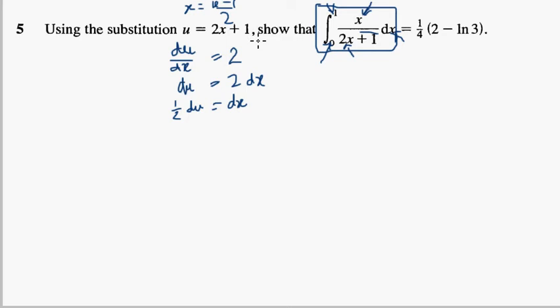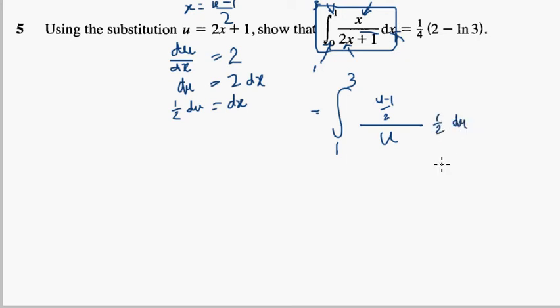Finally, the limits. When x is 0, u is equal to 2x plus 1, so that means that u will be 2 zeros plus 1, or 1. And when x is 1, u will be 2 ones plus 1, so u will be 3. So we've done all the background work. We can now rewrite this integral as the integral between u is 1 and u is 3 of x is u minus 1 over 2, over 2x plus 1, which is u, times dx, which is a half du.